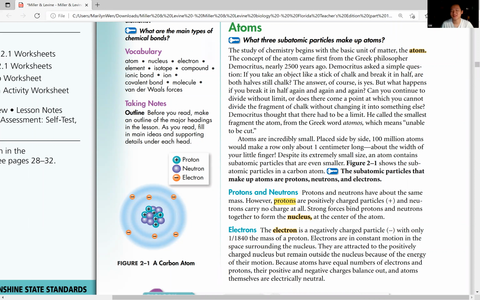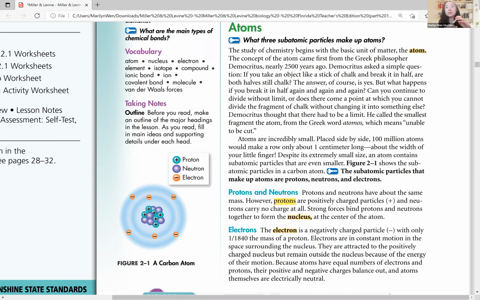Protons, neutrons, electrons. So atoms are made up of protons, electrons, and neutrons. And they're divided into the middle part, which is the nucleus. The nucleus has protons and neutrons. And then there are electrons just flying around it. And then the heaviest part of an atom is going to be the middle part.